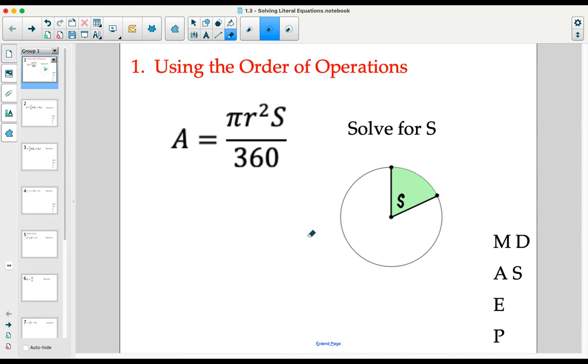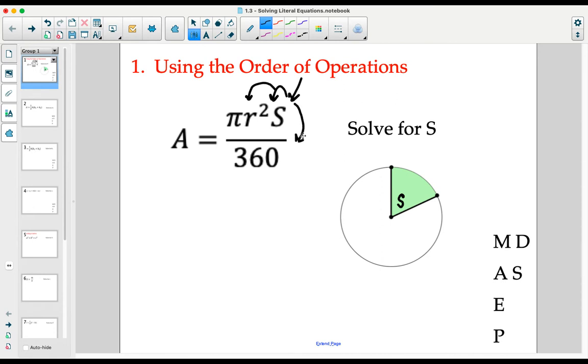But there might be a situation where instead of having that angle and needing to find the area, we might have the area and want to find that angle. In that situation, it would be beneficial to have an equation that was solved for S. We identify the variable S in our equation right here. We look around that variable S and we see a multiplication, another multiplication, and the division from the denominator of 360.